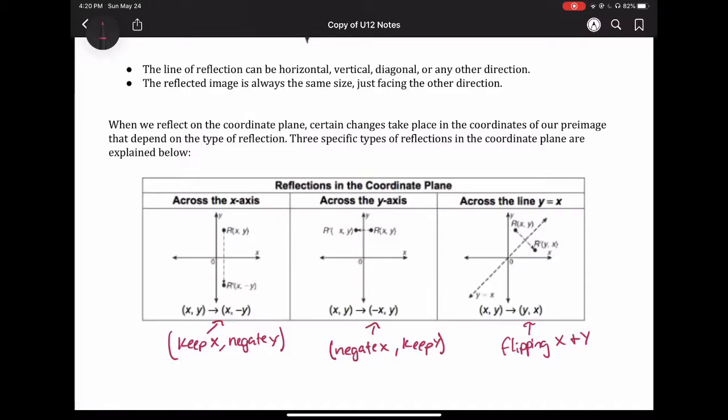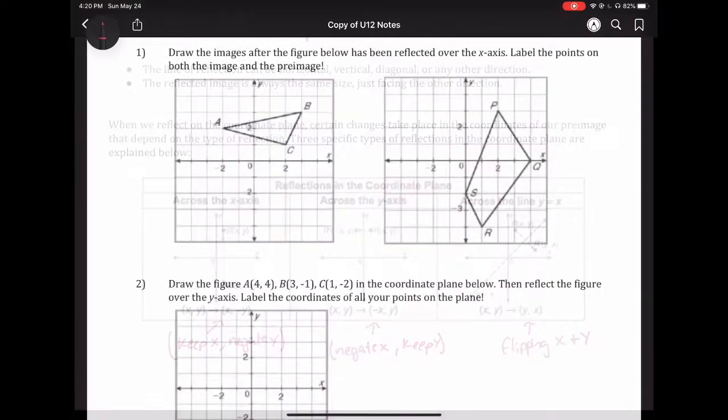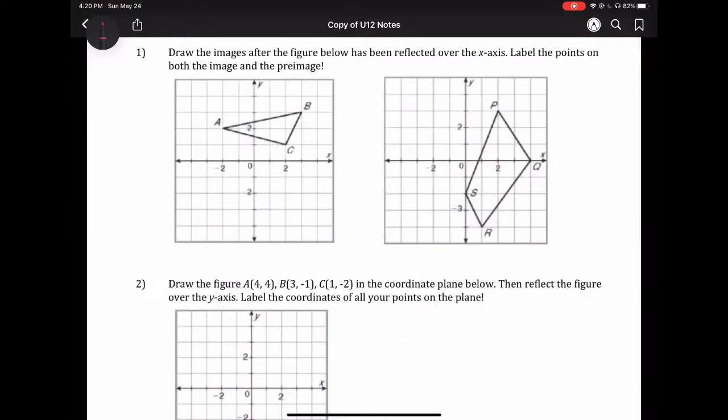So now let's go ahead and look at a few examples. Example number 1 says, draw the images after the figure below has been reflected over the x-axis. Label the points on both the image and the preimage. Okay, so the first thing I want to do is identify what my points are. I have A at (negative 2, 2), and I have B at (3, 3), and I have C at (2, 1).